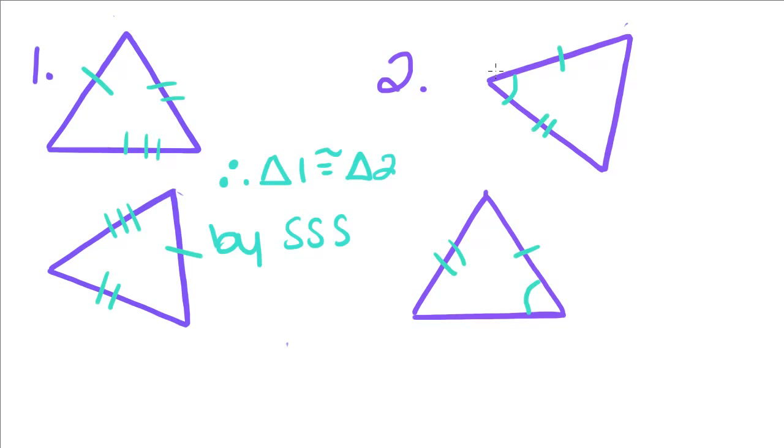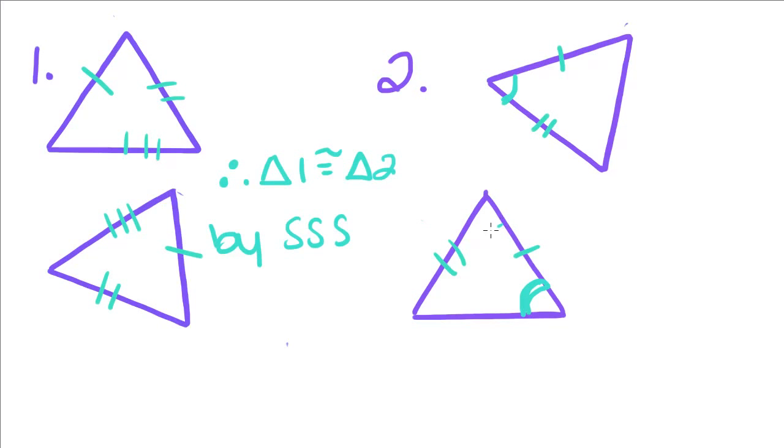Now I'm going to look at this one. I know this side is congruent to this side. This side is congruent to this side. So far we have two congruent sides. But if you look, this angle is the included angle of these two sides. But this angle over here is not the included angle.